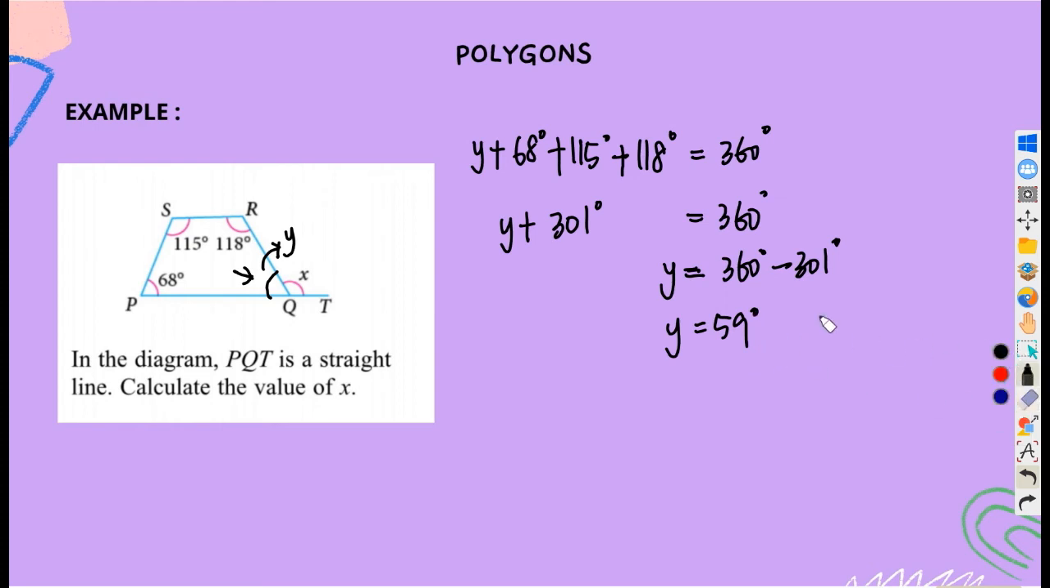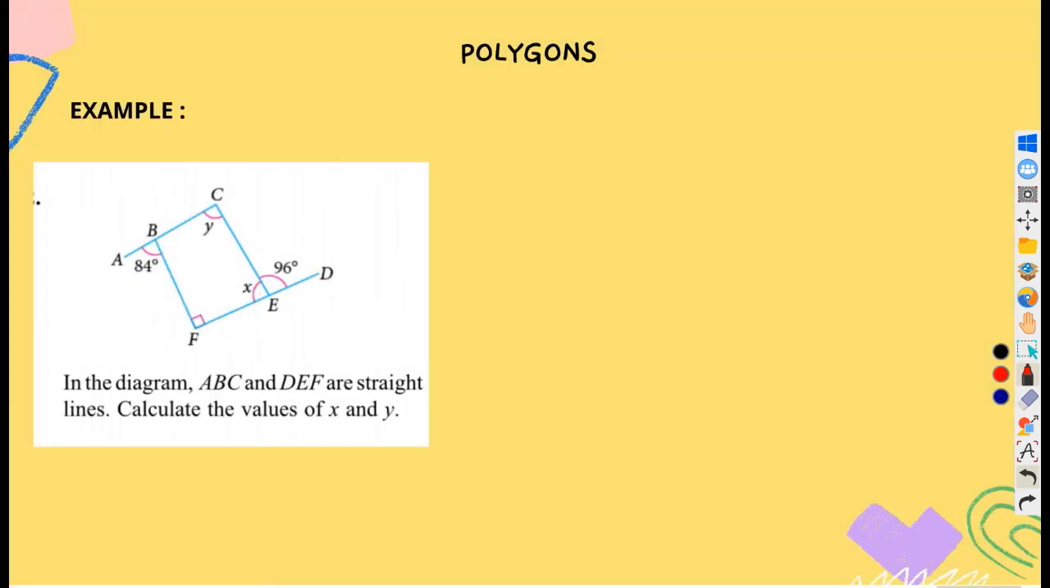Okay, but now you need to find what is the X here. So X is equals to 180 minus 59. So X equals to 121 degrees. Okay, so now we move on to the next example.